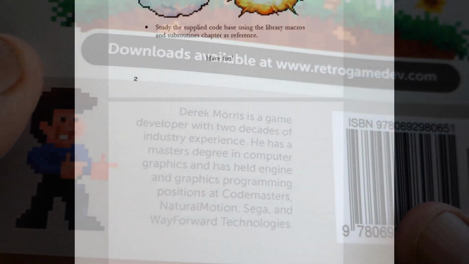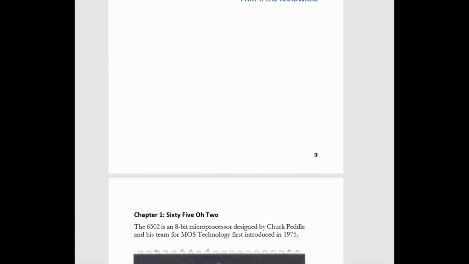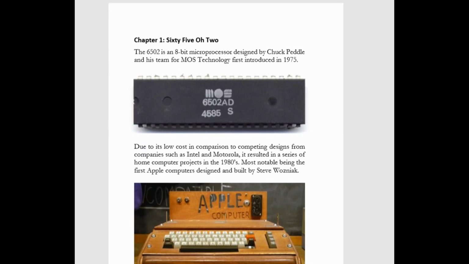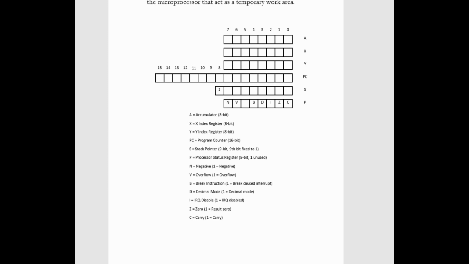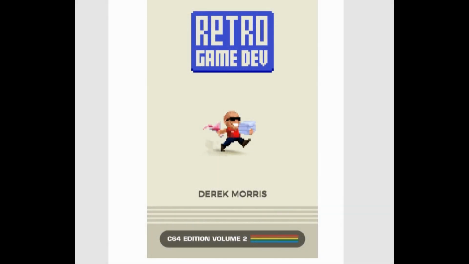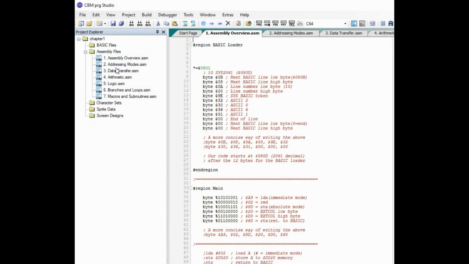In Volume 2, Chapter 1, Derek starts with a discussion on the differences between the 6502 and 6510 processors. He lays out all the CPU registers, including the processor register, and explains all the flags. He defines the Little Endian architecture, he properly defines what assembly language is and why it is needed, and provides a full overview of 6502 assembly language. It's the perfect chapter for the beginner.